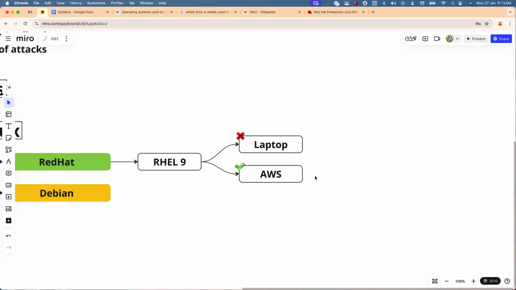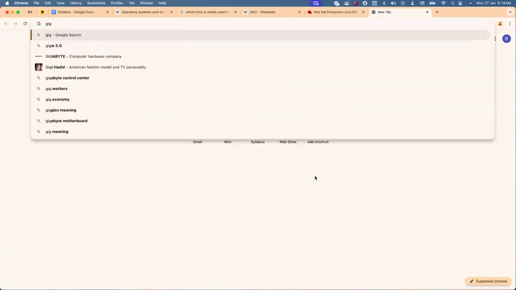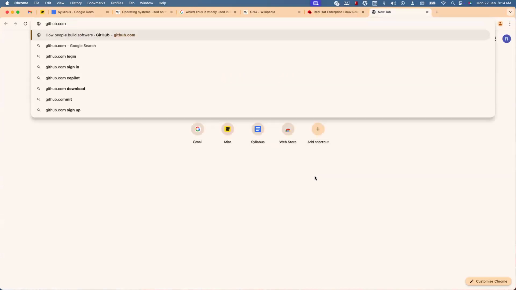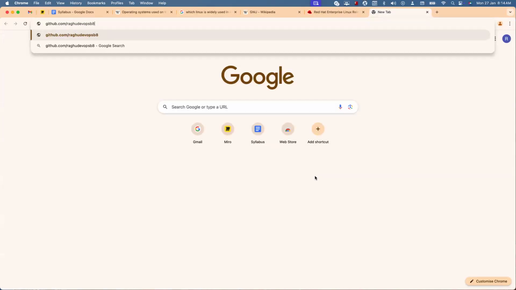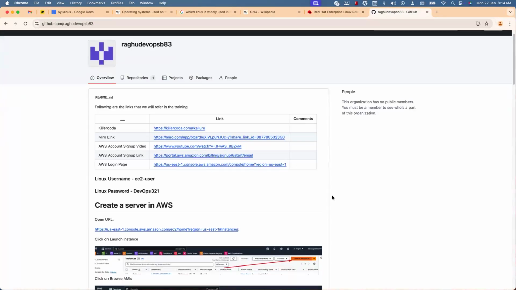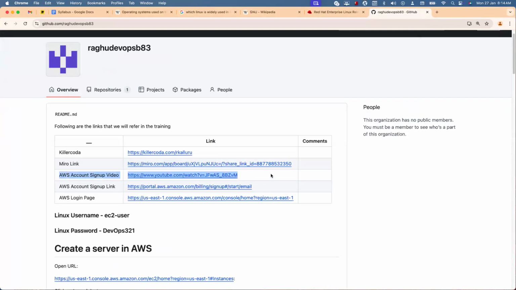If you already have an existing AWS account, please feel free to use it. If you don't have an AWS account, you need to sign up. We'll share the links with you after the session, so you can go through those links. Here there is an AWS account sign-up video, and the link and everything is given. Just by following this video, you will be setting up your AWS account.